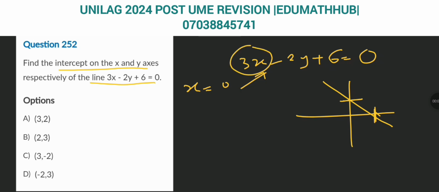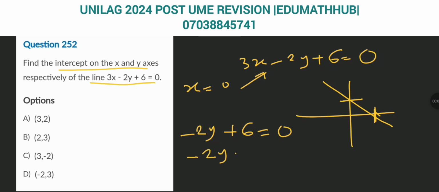So when x is 0, go to your original equation and plug it in there. 3 times 0 will give you 0. So you're going to have minus 2y plus 6 equals 0 because the x will cancel out. Then from here, you can solve for y. Take 6 to the other side. Then you divide both sides by minus 2.